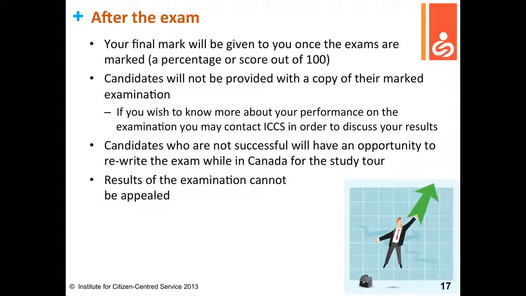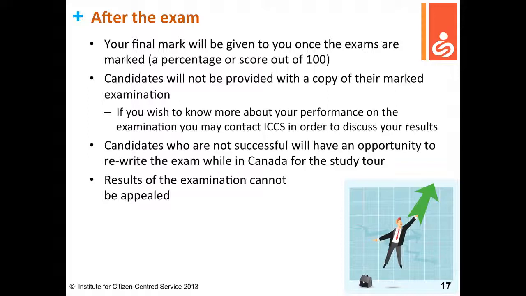And I've just been asked, when will you get the mark? Well, you probably won't get it until you're in Canada. In fact, I'm sure you won't get it until you're in Canada. So here's what's happening. You're writing the exam on October 29th. And then you're going to be arriving in Canada on November 1st. And we are starting our meetings with you on November the 3rd.